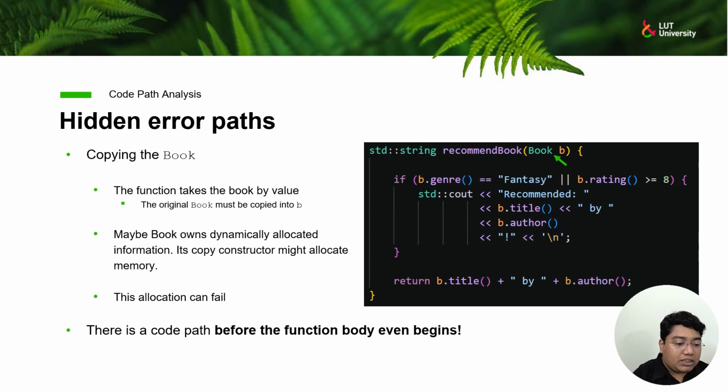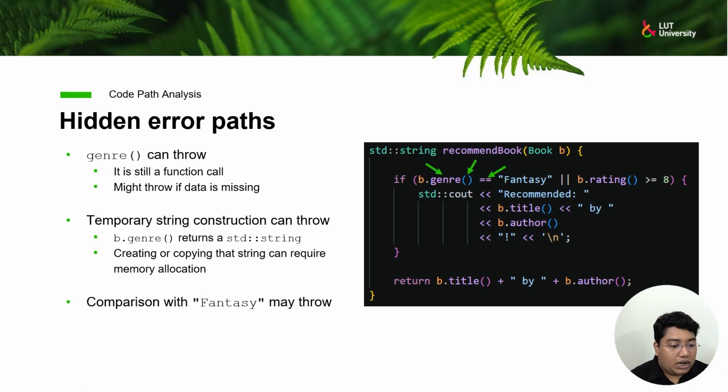So the exception happens before the first line inside the function ever runs. That's easy to forget because when we read the source code, we naturally start at the opening brace. The compiler doesn't, of course. It first has to prepare the function's parameters. If something goes wrong there, execution never even reaches our function body. So we have already found another hidden code path, and we haven't looked at a single line inside the function yet. Let's step into the function itself.